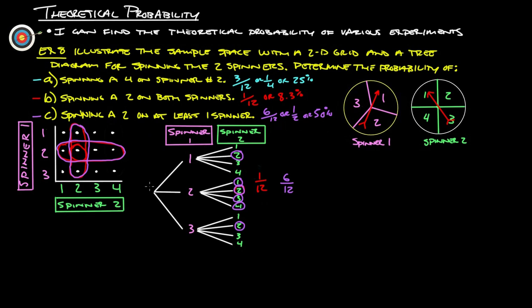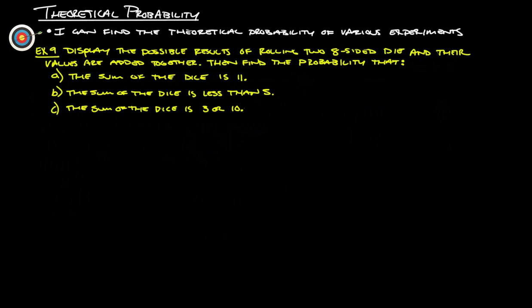So it's kind of nice to look at this, then you can get your preference down as to what you like. Okay, it also depends on what kind of problem you have. So example 9, display the possible results of rolling 2 8-sided die and their values are added together. Then find the probability that, and then we'll find all this here. So we could do this with a grid or a tree diagram. The thing with a tree diagram is we would have 8 branches to start with, and then we'd have 8 branches off of each of those. So that would take quite a while to do. So I would think it's going to be much easier to do a 2D grid on this.